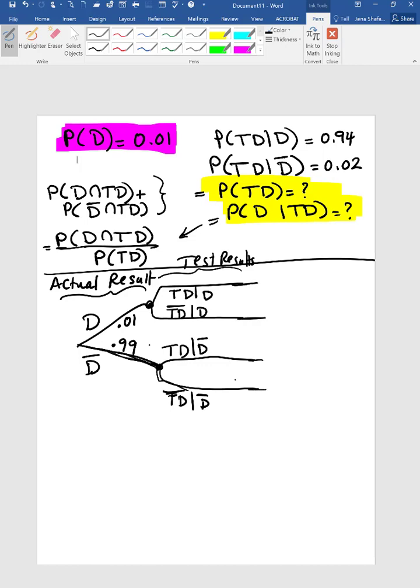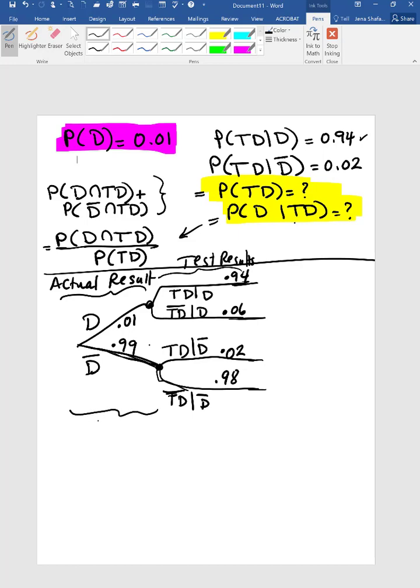These ones, the conditional probability of TD given D. TD given D is this one, so 0.94. And if that's 0.94, then this has to be 0.06, because these two branches must add up to 1. And this one is TD given D bar, which is 0.02, so this has to be 0.98. Again, because these have to be complements to each other.